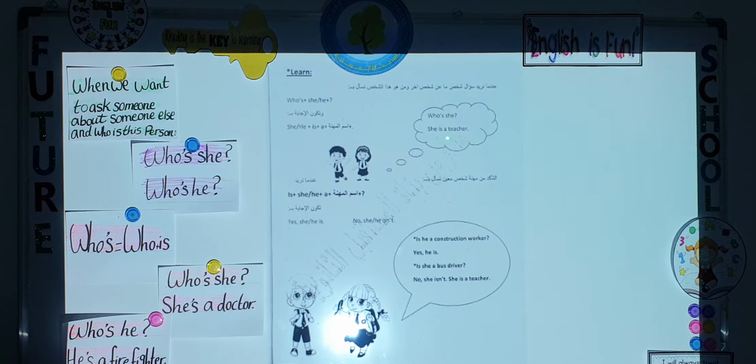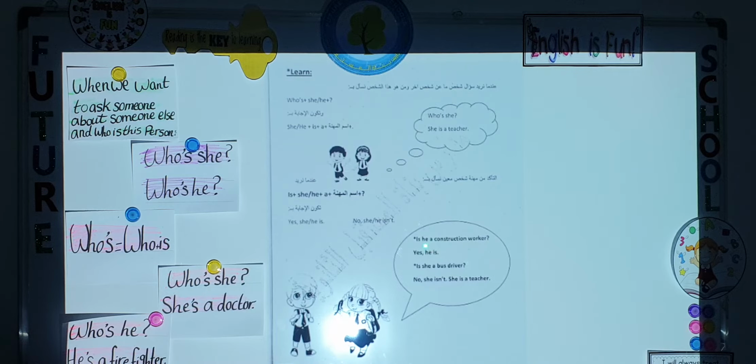Now, to check someone's job, when we want to ask about someone's job, we use the rule: is plus she or he plus a plus the job's name. The answer will be: yes, she is. Or no, she isn't. Yes, he is. No, he isn't.